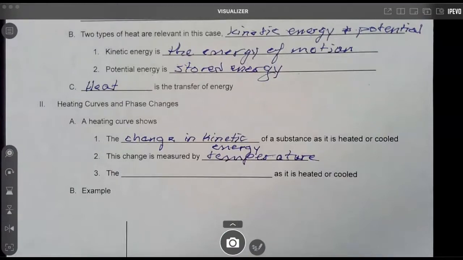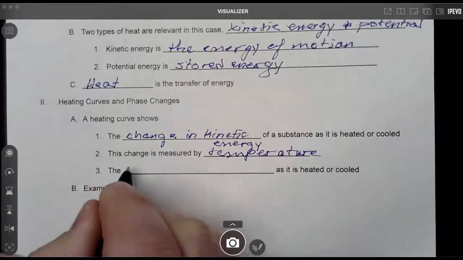So if something's at 60 degrees, it has so much kinetic energy. But if it's at 120 degrees Celsius, it has more kinetic energy than 60 degrees. Which brings us to the idea of phase changes when we heat or melt something, because that has to do with the motion of the molecule.